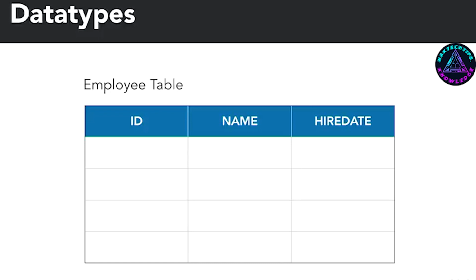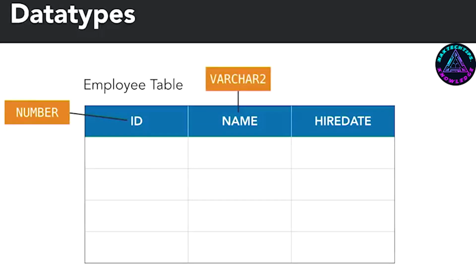So for example, we can assign the number data type to the ID column and the VARCHAR2 data type to the name column. By the way, in Oracle, VARCHAR2, which is short for variable character 2, is used to store strings in the database. And the hire date column could be of the date data type. Many different data types exist in the Oracle database, and we have to specify the data type for each column during table creation. We will see examples of this later in our course.